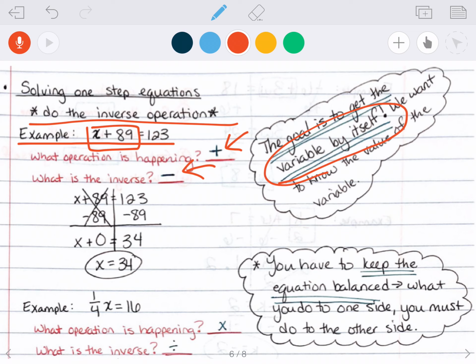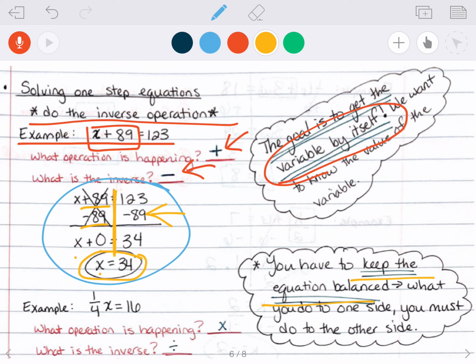So what I'm going to do in this example, I wrote my equation. I'm always going to draw this separator here. I call it a separator, a divider, whatever you want to call it. And I always draw it right down the equal sign so that I know what I do to one side, I do to the other side, because we have to keep our equation balanced. So we said the inverse of adding 89 is subtracting 89 to give us x plus 0, or just x. So I have to do the same thing on the other side. 123 minus 89 gives us 34. So our x is 34.